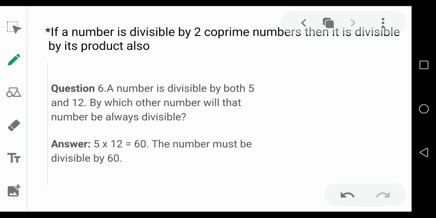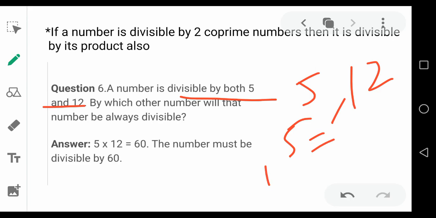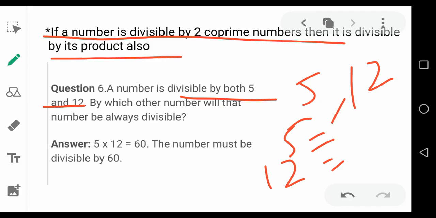Sixth question is a number is divisible by both 5 and 12. So we have a number. It is divisible by both 5 and 12. That means it will come in the multiple of 5 and also it will come as a multiple of 12. By which other number will that number be always divisible? That is the question. What you have to do is we will see one property. Here you can see if a number is divisible by two coprime numbers, then it is divisible by its product also. Product means what? Multiply, whatever answer you are getting after multiplication. That is called product. Okay.